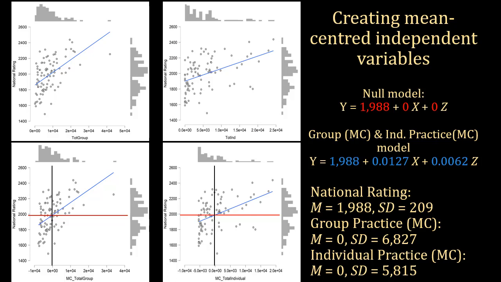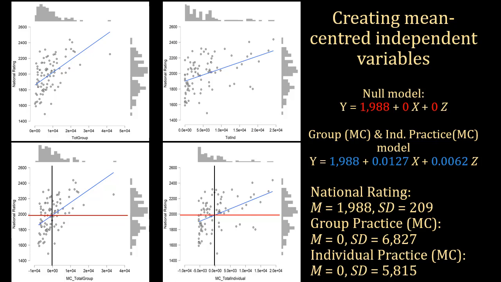Now look at the estimation of the parameters in the mean-centered model with the two variables. You see that beta 1 is exactly the same as in the case of the raw variables, 0.0127. And beta 2 is exactly the same, 0.0062. But what changed is the intercept. The intercept now is 1,988. And look at that, that's exactly the same as the null model.